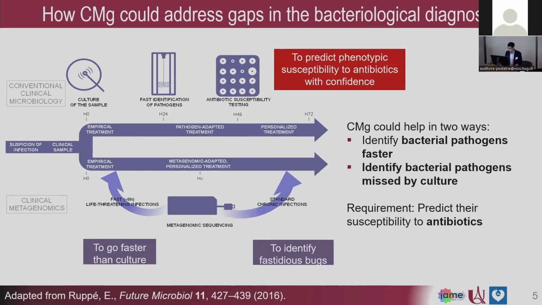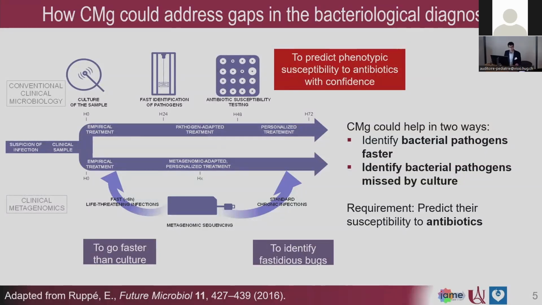So what we can do with clinical metagenomics is to try to go faster than culture. With that, we now have very fast sequencing machines. And on the other hand, in some situations like chronic infections, we can take the time to identify bacteria that would not have grown in the bacteriology lab. So it's mainly about identification.